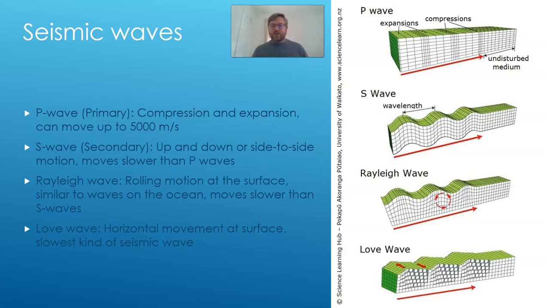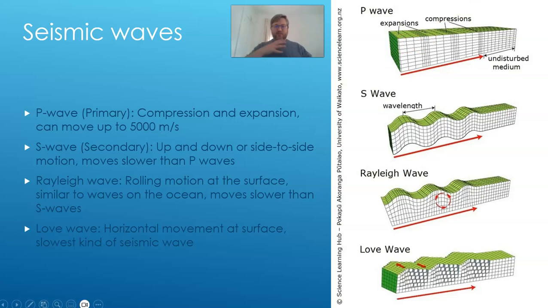And then the fourth one, the slowest moving one that will hit you last, is the Love wave, which is a horizontal movement at the surface. And so hopefully the pictures there clarify what I'm saying a little better than my words. I think it's easier to picture it than to have me try to describe it, right? So we've got these four different kinds of waves happening one after the next that create different types of movement, different types of motion in the earth as they pass through.